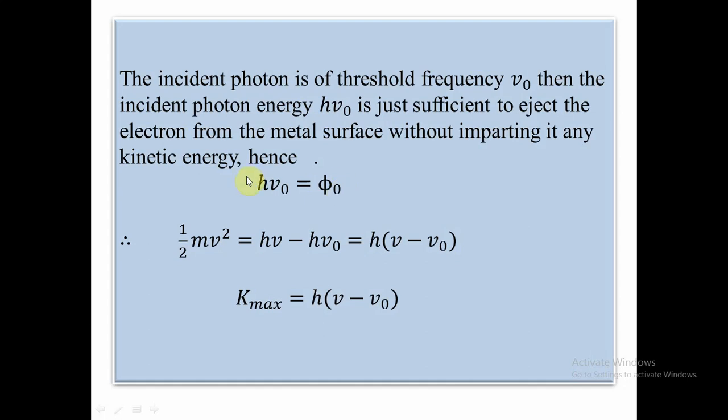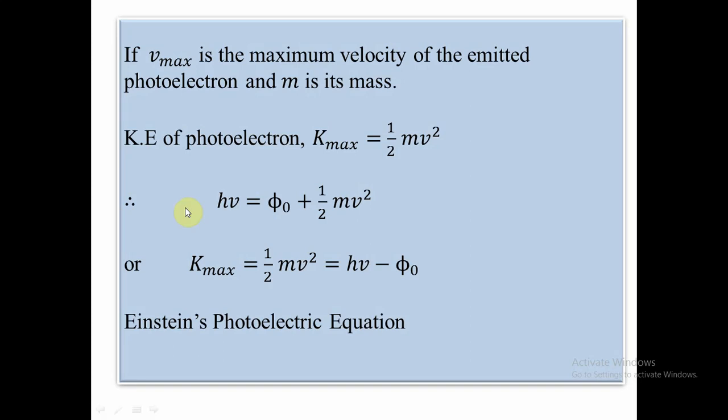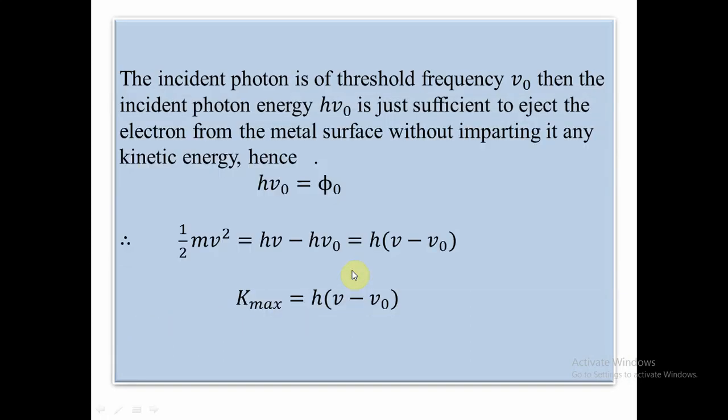If I substitute this equation in the previous equation, then we will get half m v square is equal to h nu minus h nu naught. If we take h common, we will get h into bracket nu minus nu naught, which is also known as the Einstein photoelectric equation.